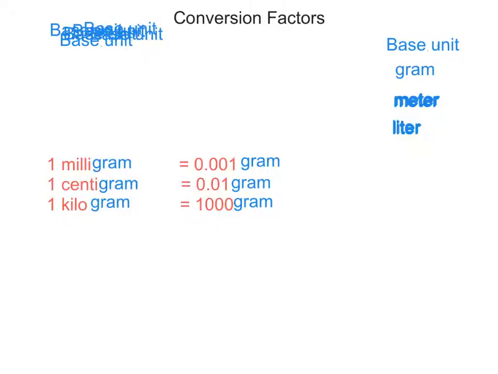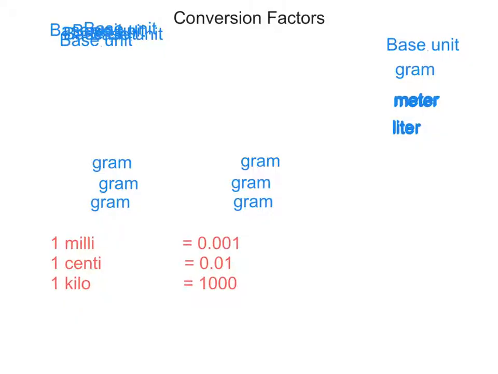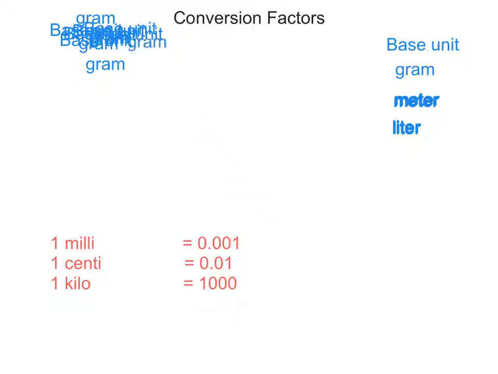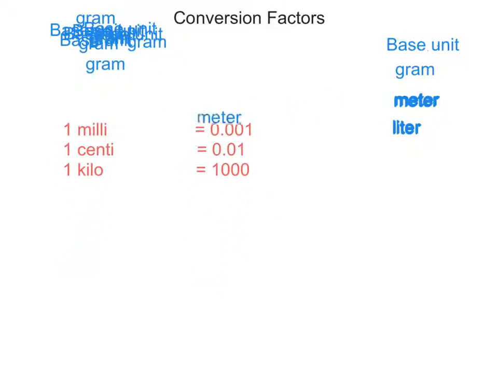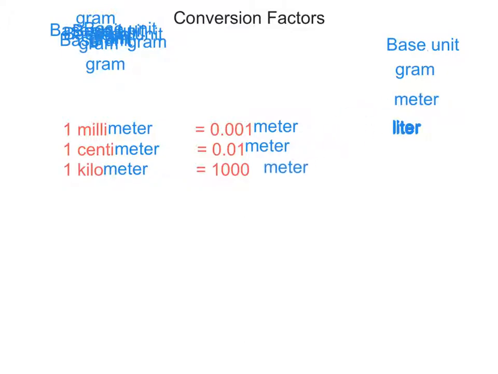Okay, so now we can do the same thing. We can get rid of these grams, and we could do it for any base unit. So we could also do it for the meters that we've been working with in class. We can say that 1 millimeter is equal to 0.001 meter, or 1 centimeter is equal to 0.01 meters, or 1 kilometer is equal to 1,000 meters. Write this down also in your notes under the title of Conversion Factors.